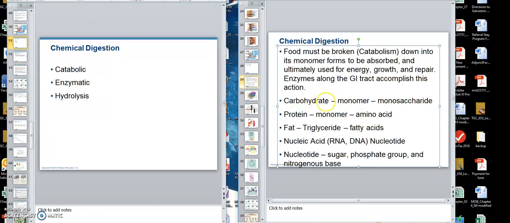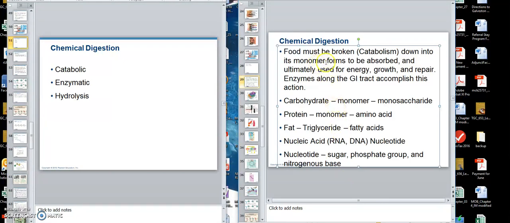Carbohydrate. What's the monomer? Monosaccharide. What's the polymer? Polysaccharide. Protein. What's the monomer? Amino acid. Okay. Fat, triglyceride, fatty acids. Nucleic acid, nucleotide. But a nucleotide is made up of a sugar. If it's DNA, deoxyribose. If it's RNA, ribose, phosphate group, and a nitrogenous base: adenine, cytosine, guanine, thymine, and uracil.